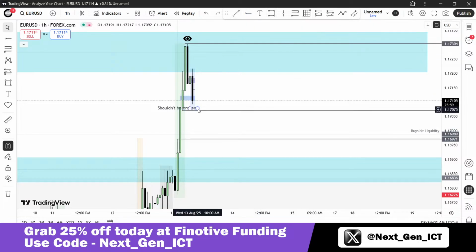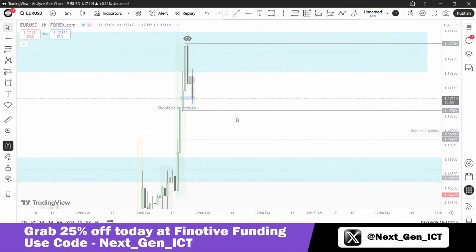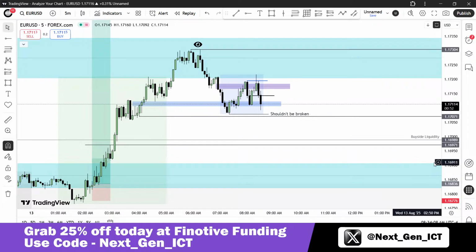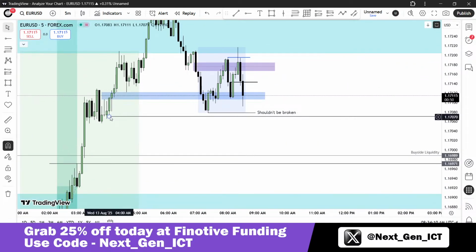Okay, some are looking for this internal range liquidity in the chat. This is the low of that hourly BC.